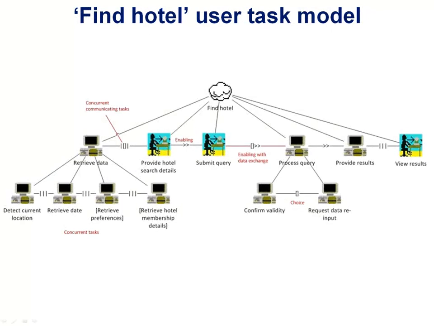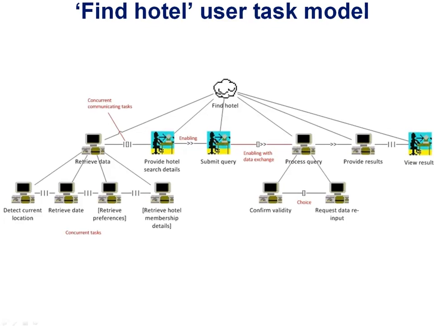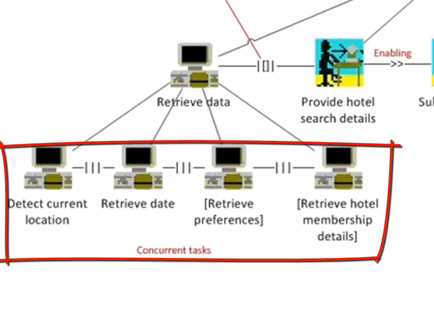Returning to our example of finding a hotel, the model suggests classes of services that may need to be invoked in the choreography: detect current location, retrieve date, retrieve preferences, and retrieve hotel membership details, the latter two being optional.